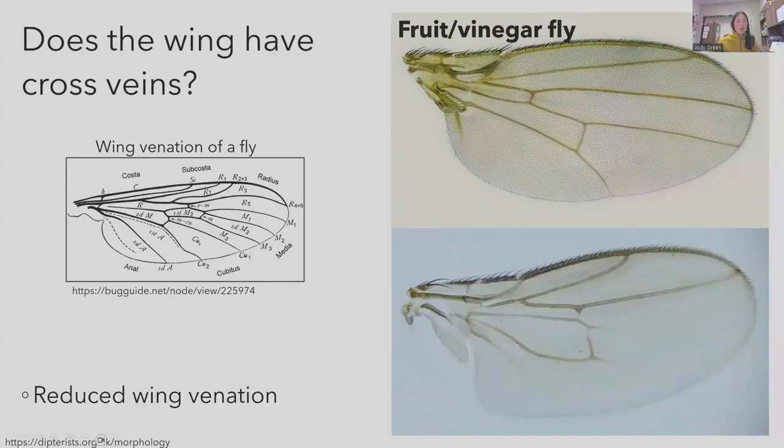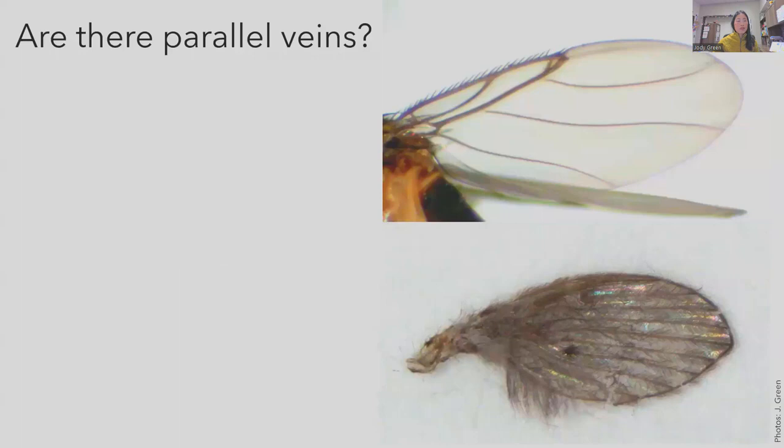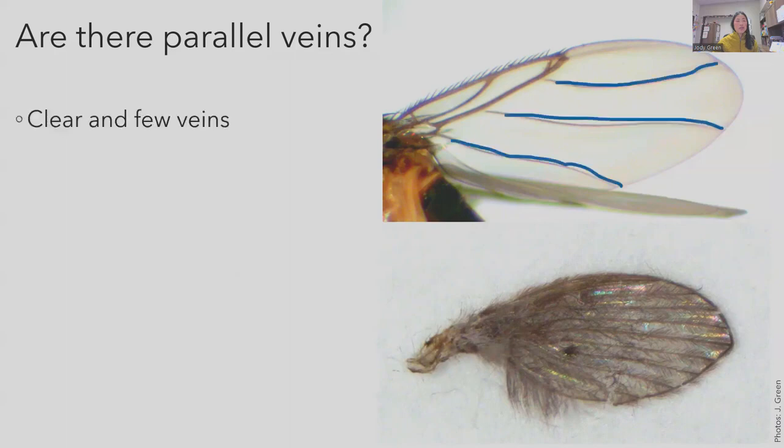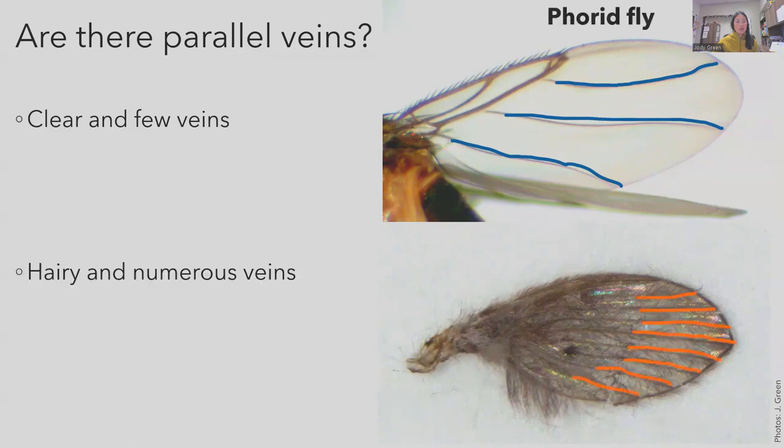So, that one is going to be the lesser dung fly if you don't have a body to look at, because their bodies are very different. If you've got one of these wings and you're looking at parallel veins, you can see it's clear and there's just a few veins. You may see that dagger shape up here with the costa and subcosta. That is going to be a phorid fly. If you've got multiple parallel veins and they're super hairy, that's going to be a drain fly.